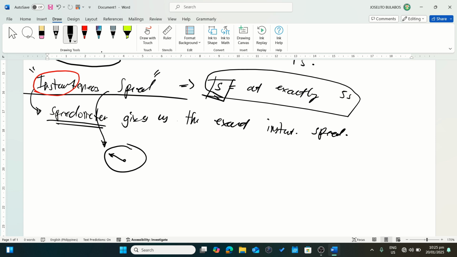So I will not go into the mathematics of this concept, and I have a separate video that would detail all the mathematics involved with this topic. But for now, that is instantaneous speed, the speed of the object at a given time.